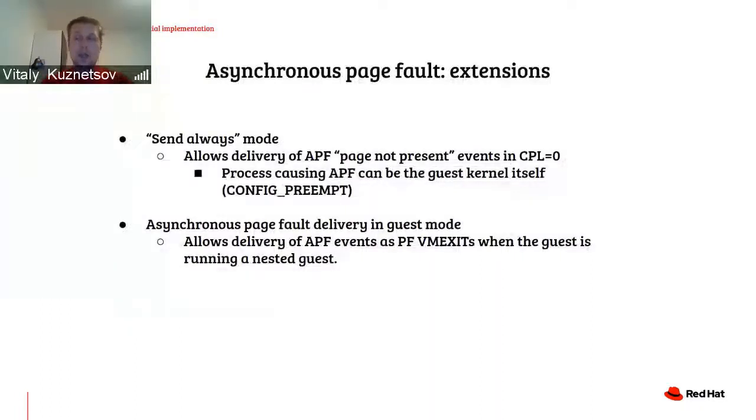Another extension is needed when you want to run nested guests. In case this asynchronous page fault event is happening for an access while your guest CPU is in guest mode, we cannot just inject a page fault event because it will get into your nested guest, which may not be prepared to handle this event. So we inject it as a PF VM exit, and the level 1 hypervisor, your guest, should be prepared to handle it. So it does exactly the same as it would do for a PF exception.